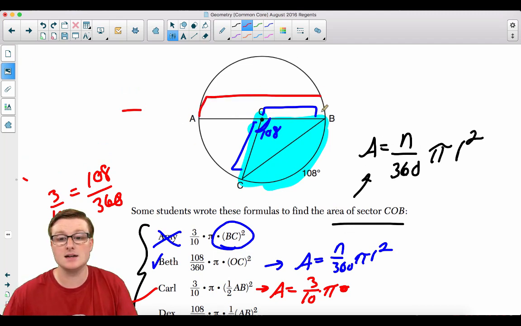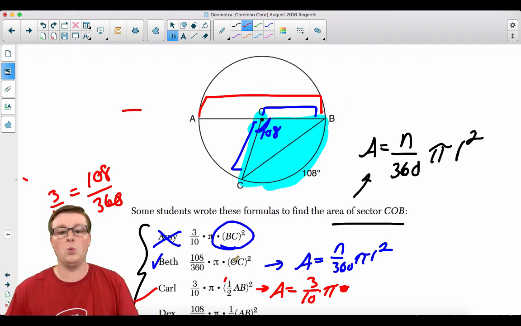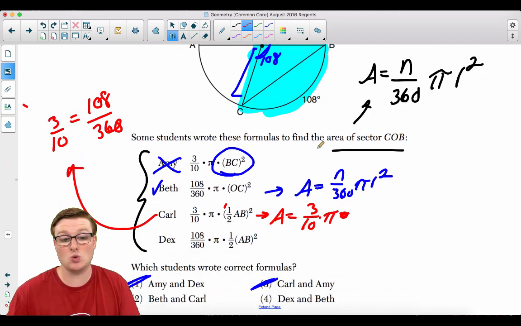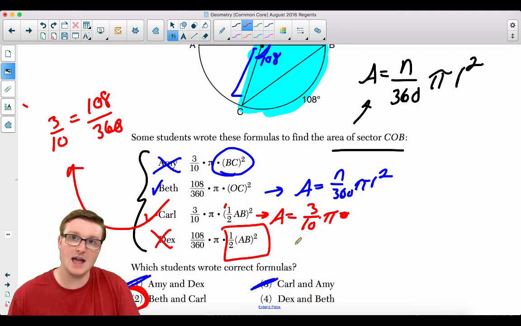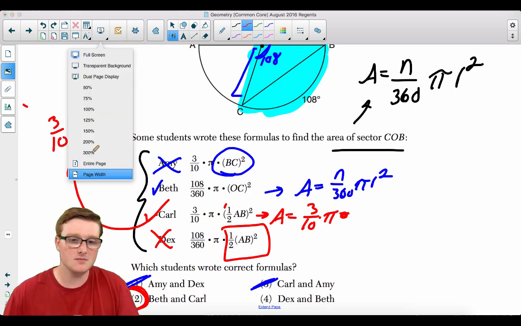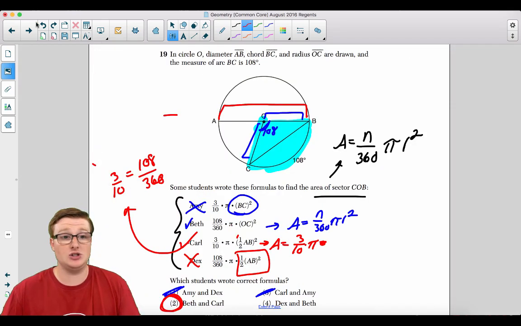Well, AB is a diameter. And the diameter is double the length of the radius. So we take 1/2 of the diameter to get the radius and then square it. So Carl is actually correct. So your answer is going to be choice 2. Beth and Carl are correct. Dex is wrong because, oh, look at that. He made that error, just like Carl did in the old Regents exam. But Carl and Beth are correct. And that is going to be choice 2.